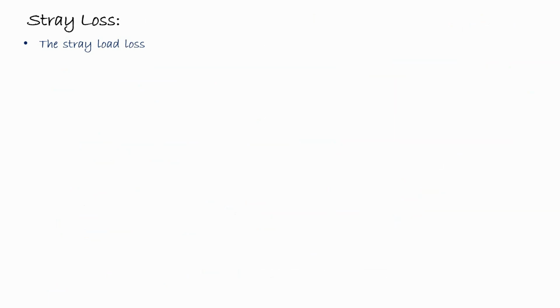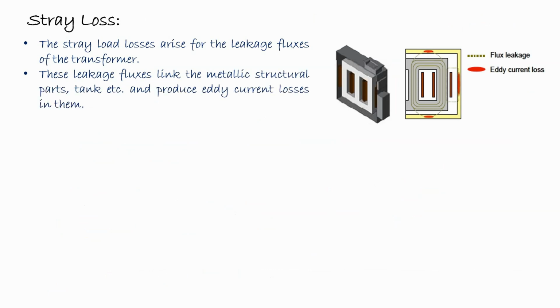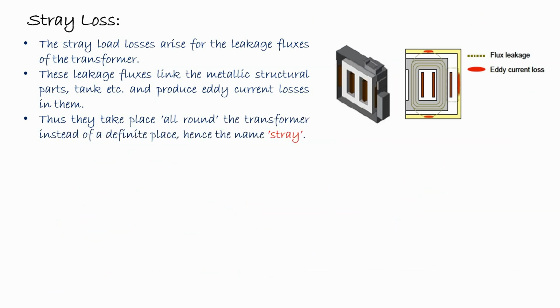Next is the stray loss and the dielectric loss. These two losses basically occur in a transformer with heavy rating. When the rating of the transformer is very high, then these losses can be seen. But its value is so small that it can be ignored. So what is the stray loss? Stray loss basically arises because of the leakage flux of the transformer.